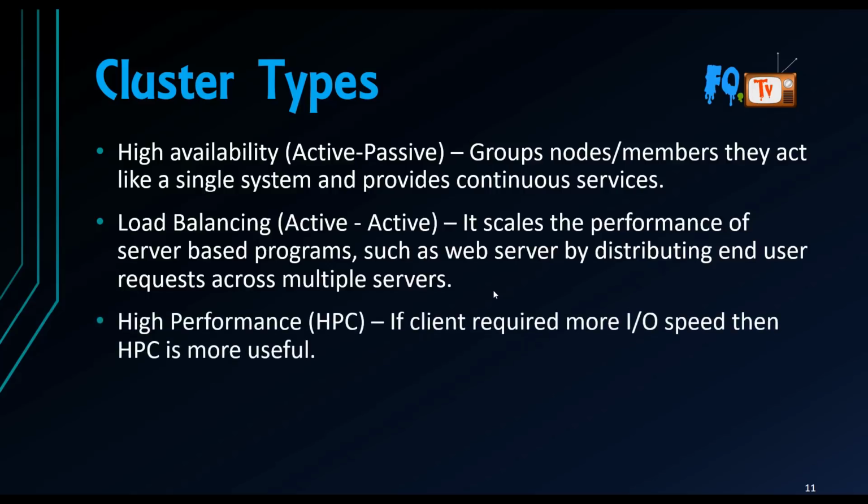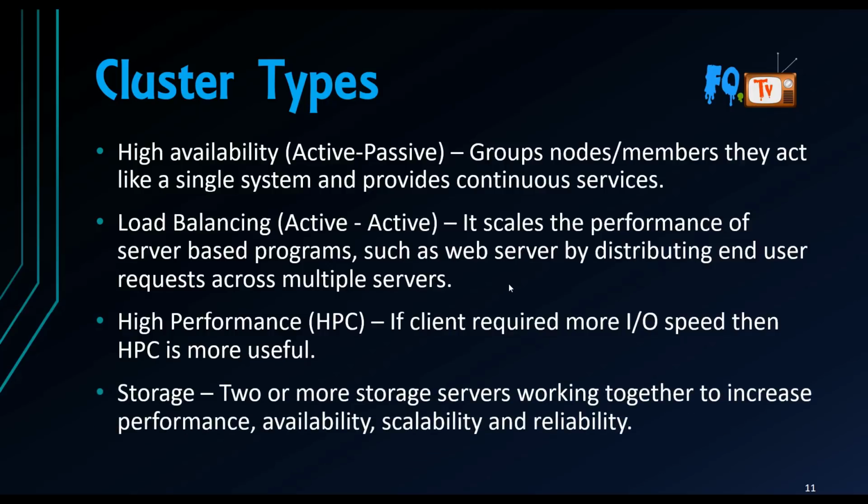High performance, which is called HPC. If the client requires more IO speed, then HPC is more useful. For example, video streaming or news channels, where you have a number of files, file uploading, downloading, and the system generates more files, log files, and so on. Then it is going to require an HPC.